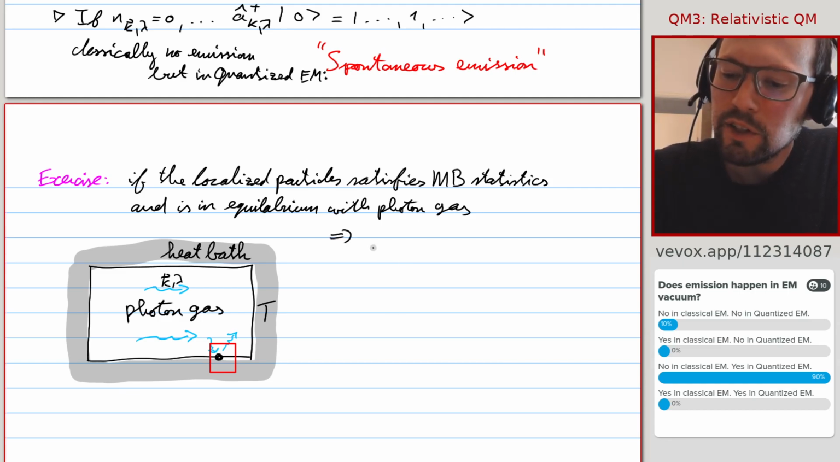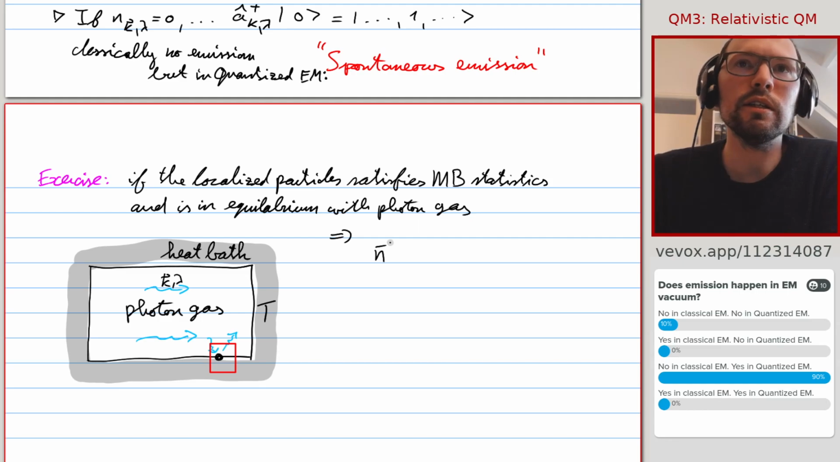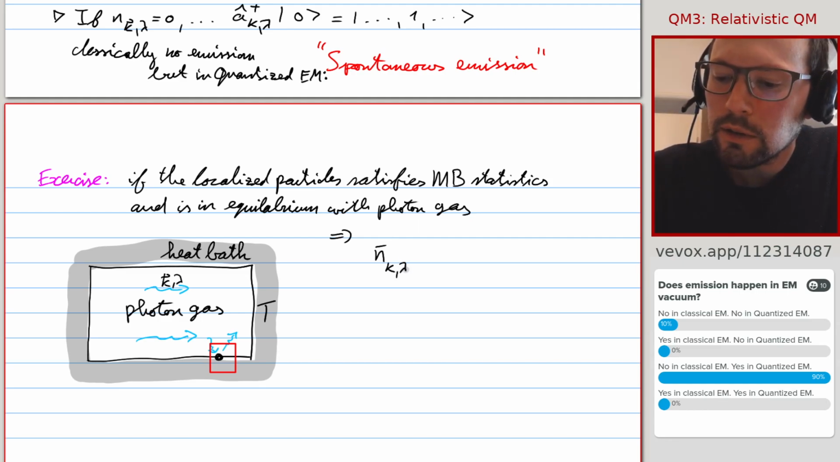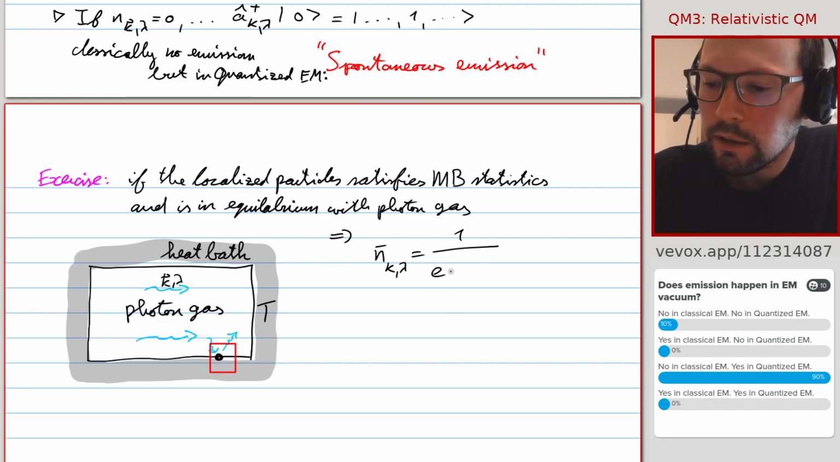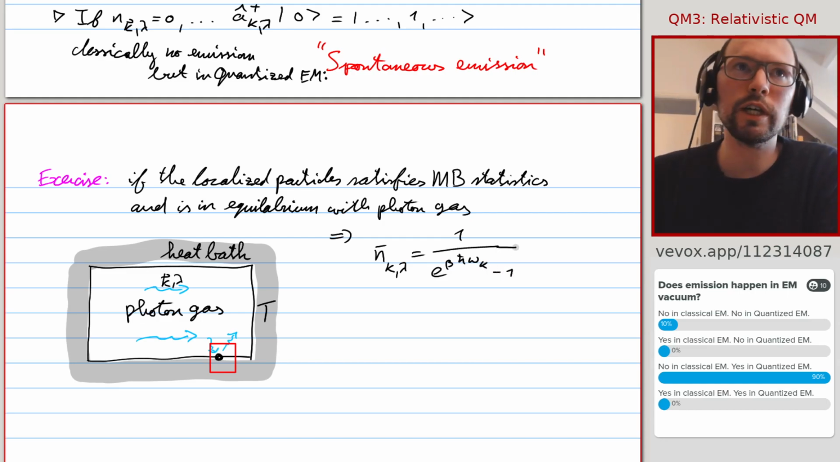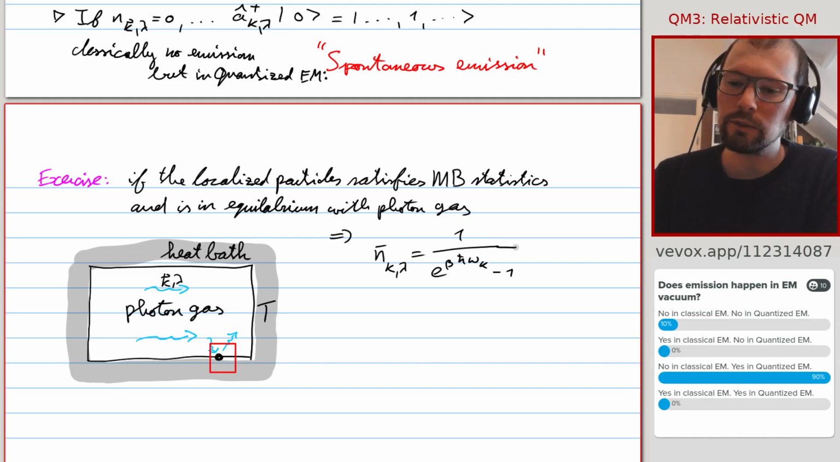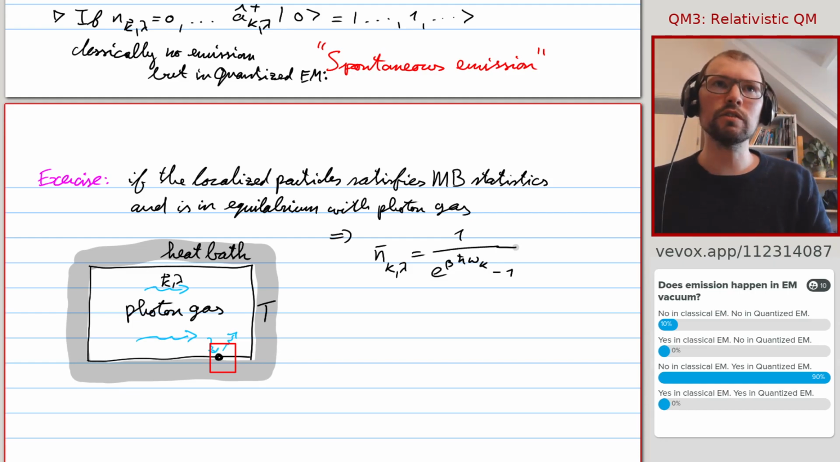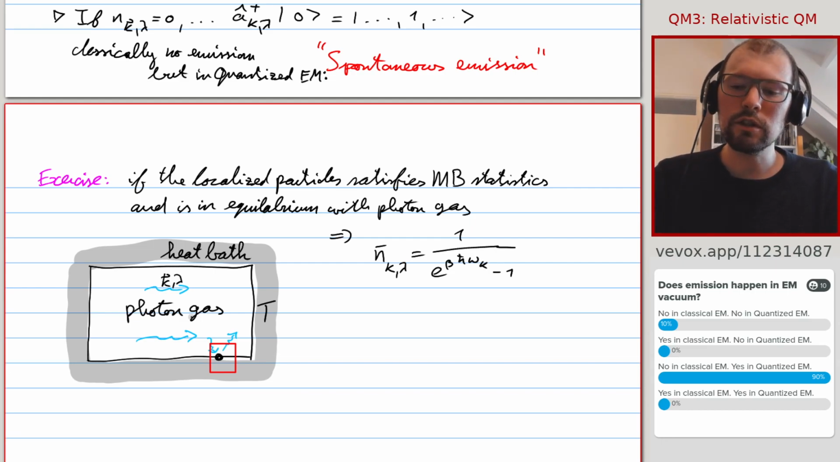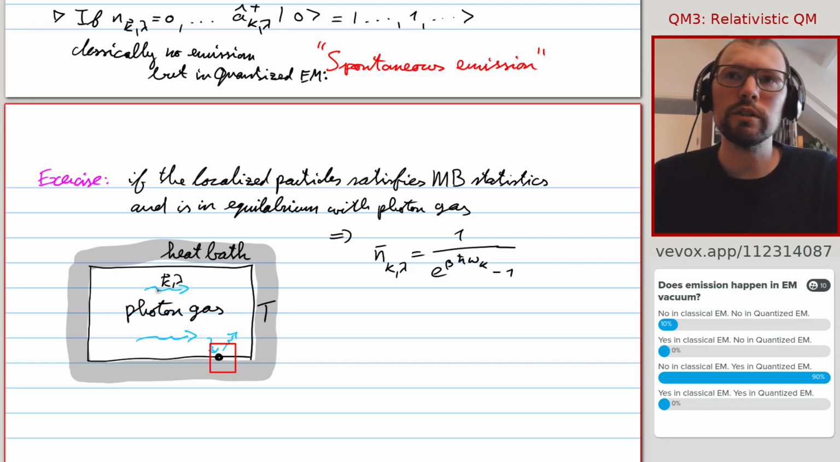Then this implies that the average number of photons in this state follows the Bose-Einstein distribution with zero fugacity, as we claimed. Okay, very nice. So if we just know the temperature of the enclosure in which we have the photons, then we know exactly, or on average, how many photons there are in each wave mode.